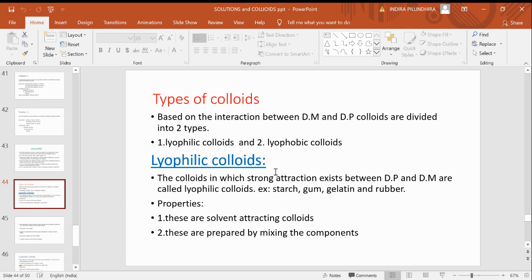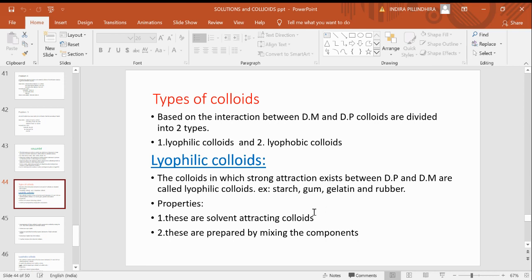The colloids in which strong attraction exists between the DP and the DM are called lyophilic. So here, there is a strong attraction between the DP and DM. For example, starch, gum, gelatin, rubber. All of these have a strong attraction between the DP and the DM. That's why they are thick solutions, very thick solutions.